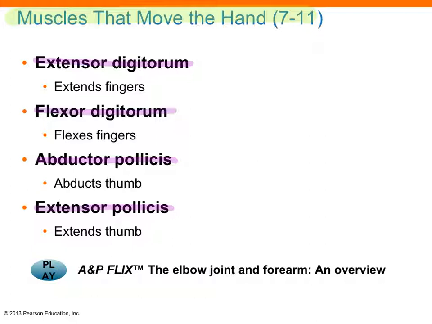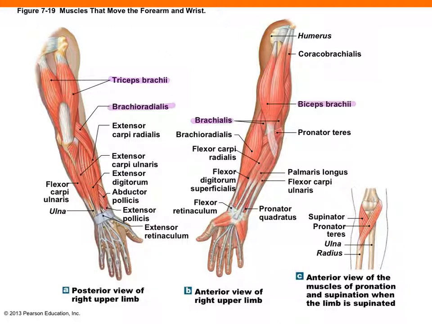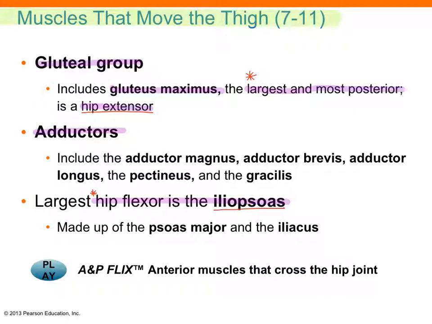Of course, the abductor pollicis abducts the thumb, and the extensor pollicis extends the thumb. Again, here are the images and the highlighted muscles. Now we go to the muscles of the thigh.